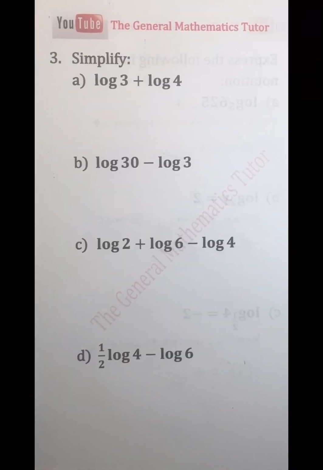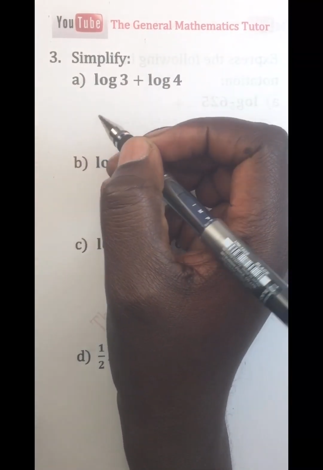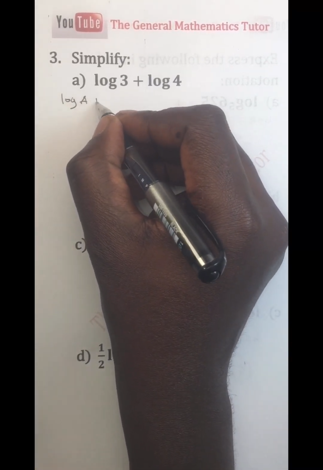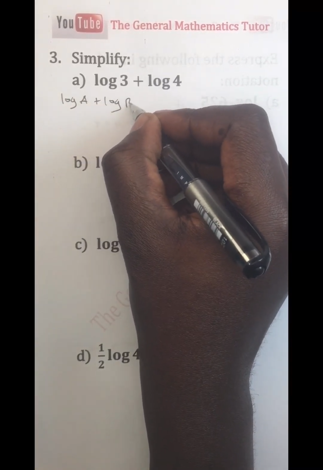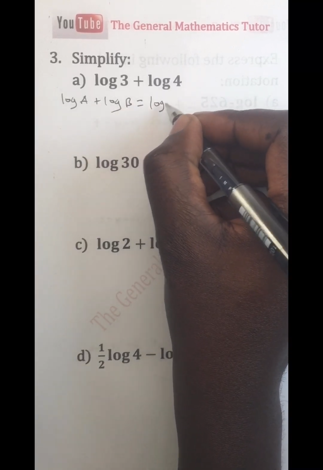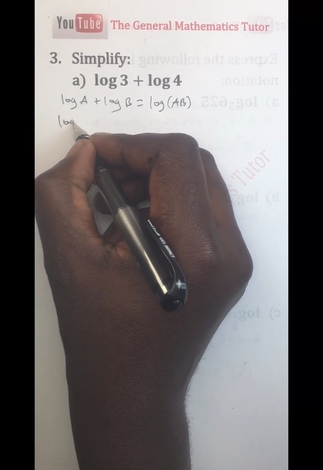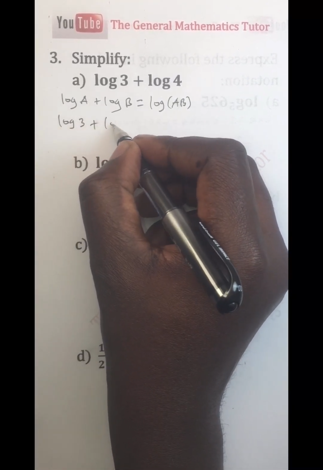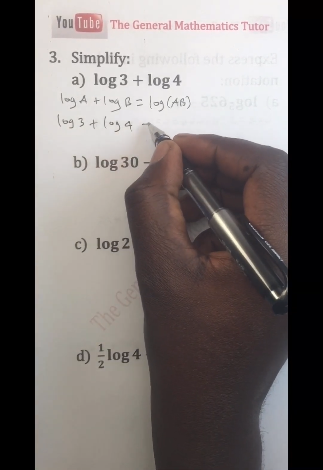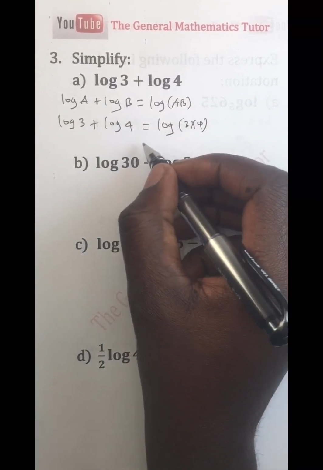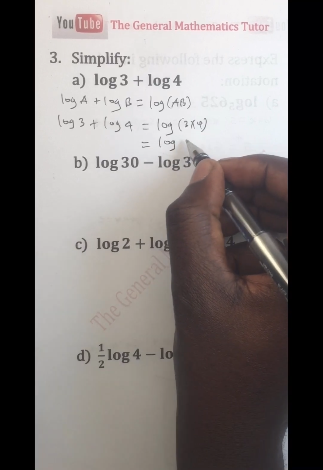Example 3, simplify part A, log 3 plus log 4. So we're going to apply the first law of logarithm, which says that if you have the log of a plus the log of b, that should be the log of the product of a and b. So in our case we have the log of 3 plus the log of 4, that should be equal to the log of the product of 3 and 4, which is just the log of 12.